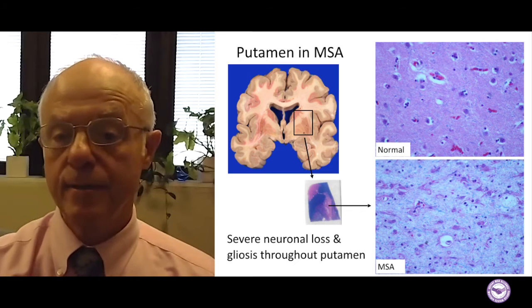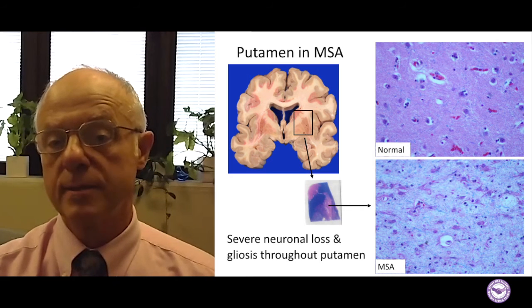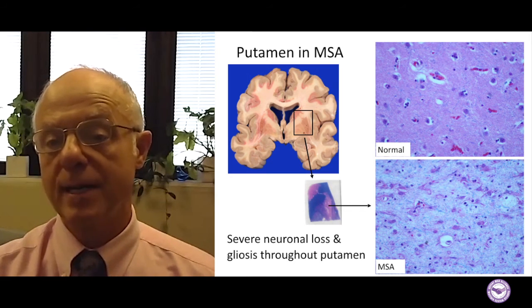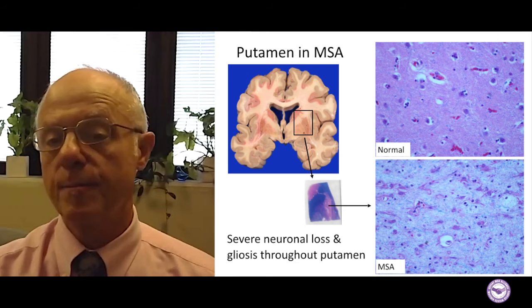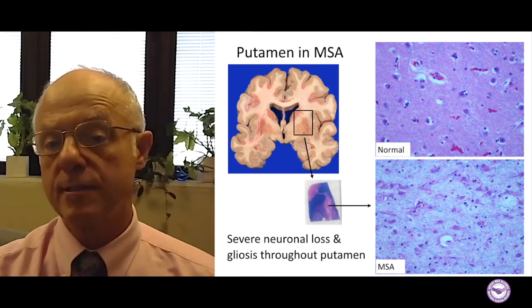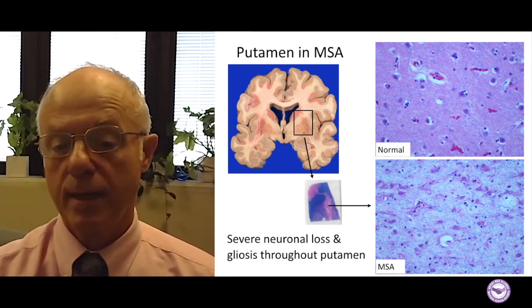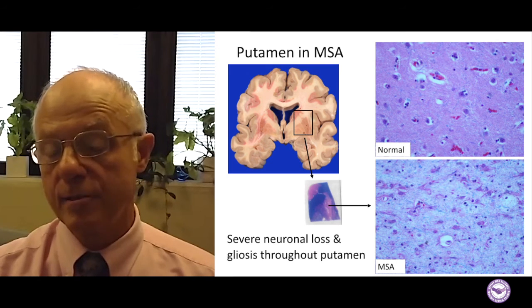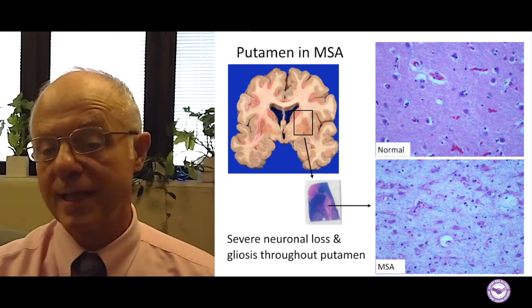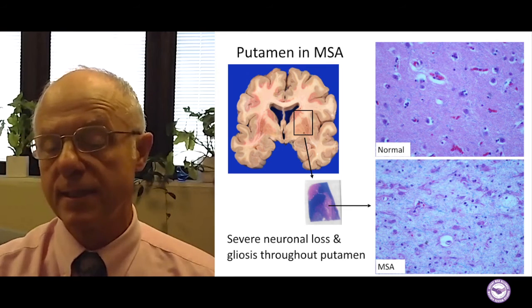If we compare the appearance of this to the normal putamen on top here, the normal putamen has all these neurons scattered throughout it in a very finely textured background. This is called the neuropil, and that's the meshwork of wires interconnecting all of the cells. In the lower picture here, all of the neurons are gone, as well as their axons and dendrites, so that's produced a reduction in density of the tissue.